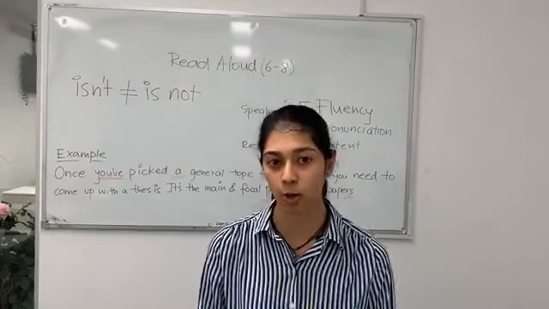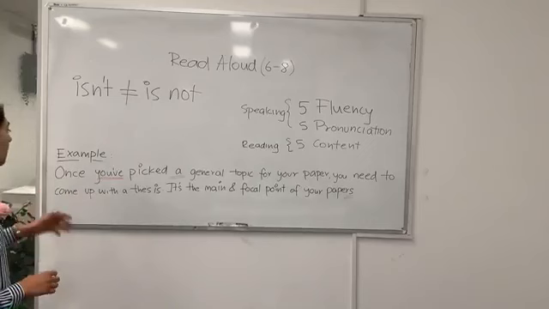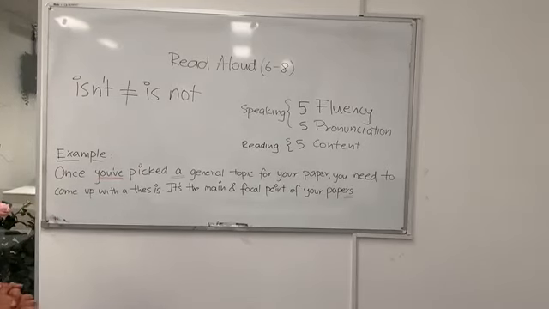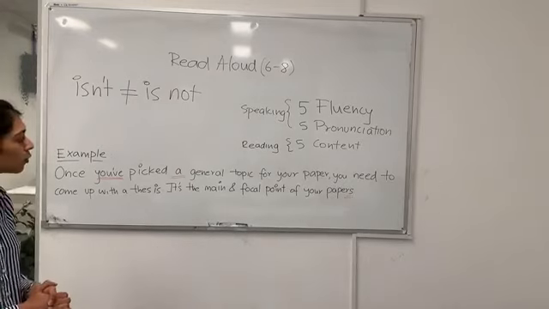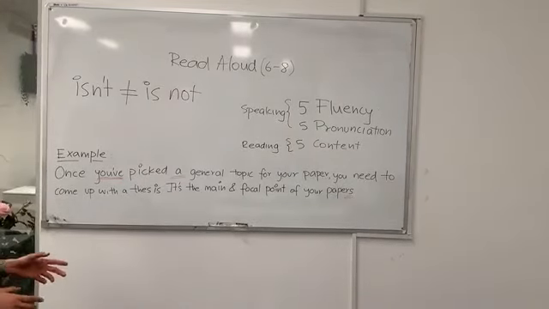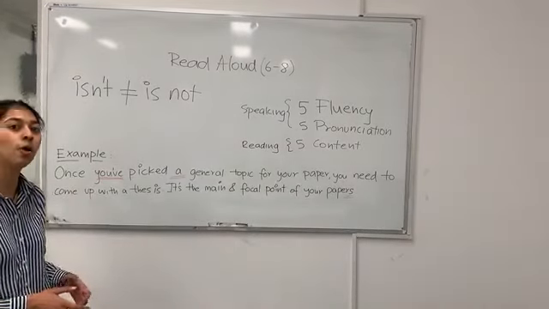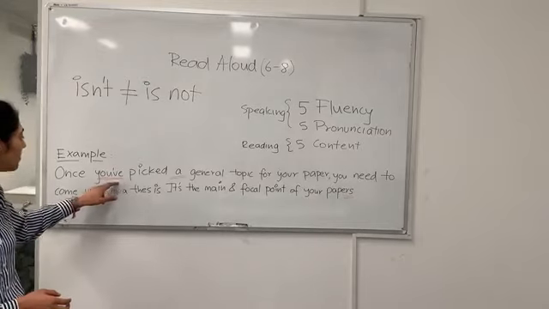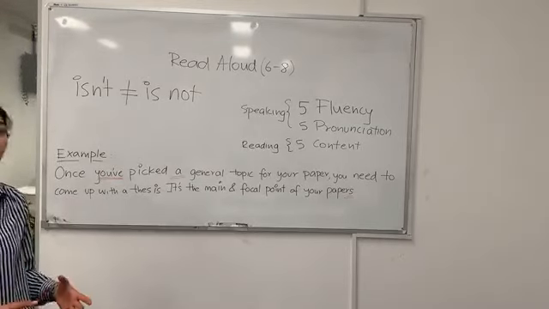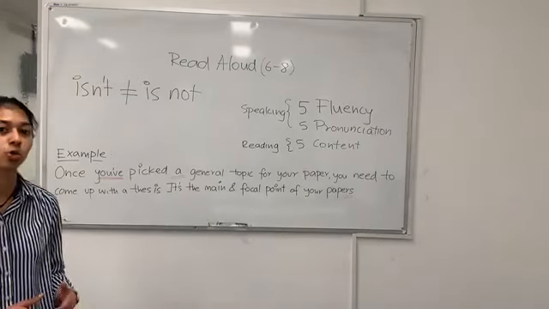Right? Now, if we go through an example, if you have a look here, the example is once you've picked a general topic for your paper, you need to come up with a thesis. It's the main and focal point of your papers. Now, some things that you need to keep in mind is your contractions. Now, a very common mistake here is instead of you've, we say the words you have. This is going to directly impact your reading score.